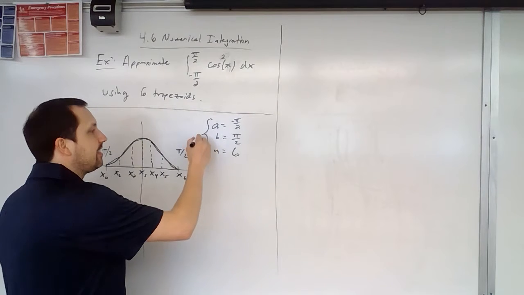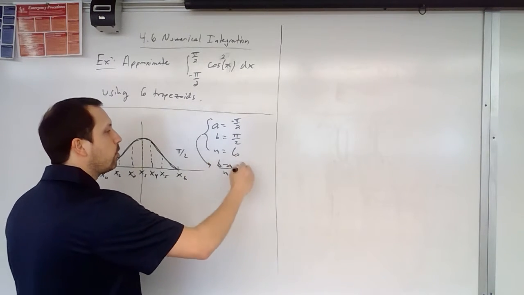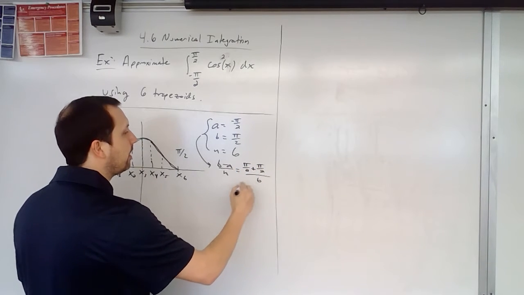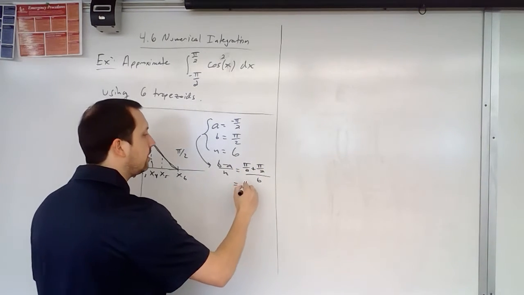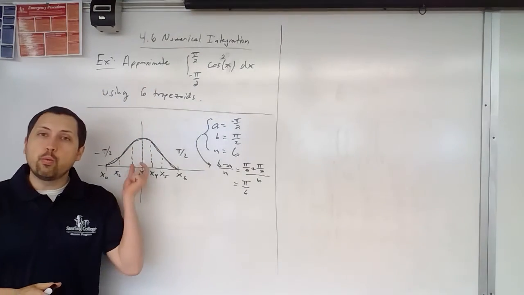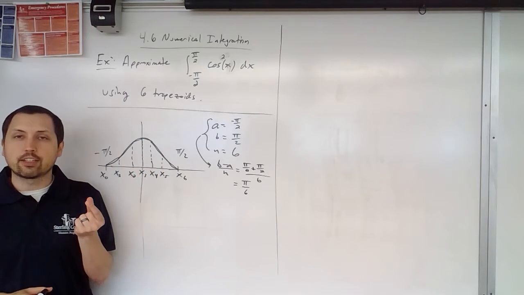So piecing this together, b minus a divided by n is going to be pi over 2 plus pi over 2 divided by 6. Or in other words, this is pi over 6. So the width of each of these regions is pi over 6.